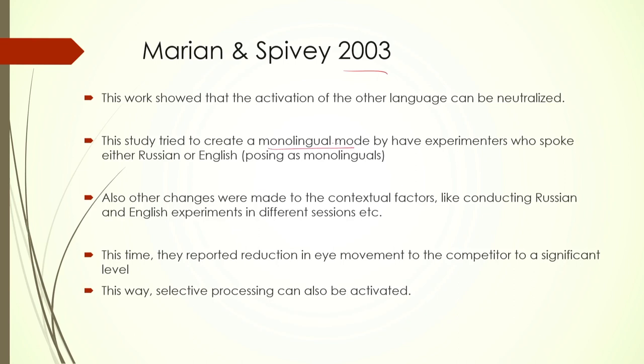They tried to create a monolingual mode by having experimenters who spoke either Russian or English, and they posed as monolinguals, as if they didn't know the other language. So there were two different experimenters. One spoke in English, another spoke in Russian, and both of them acted as if they didn't know the other language. Other changes were also made. There was a large gap between the Russian experiment and the English experiment, and so on.